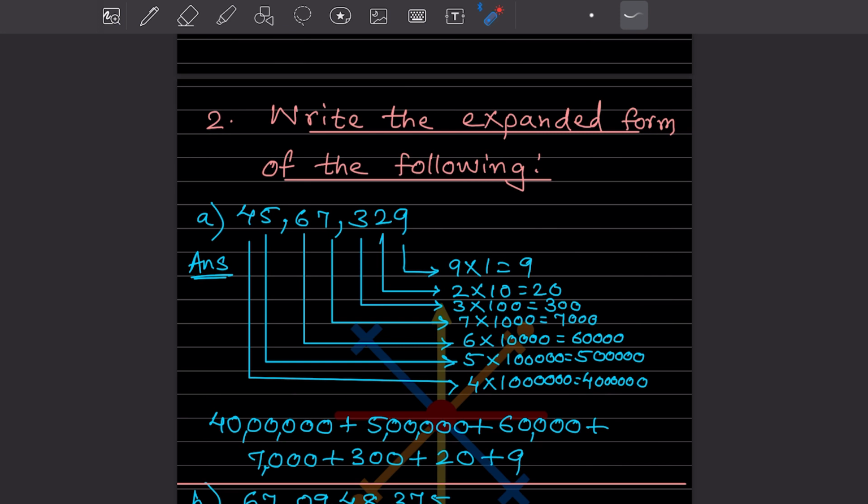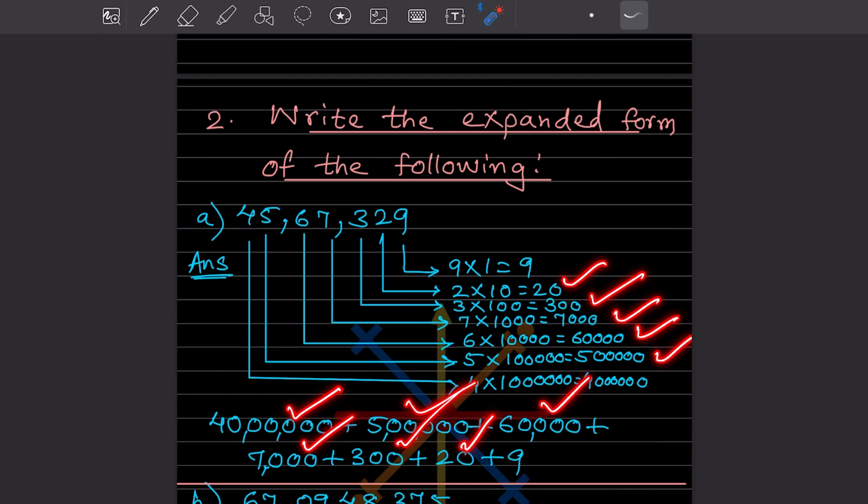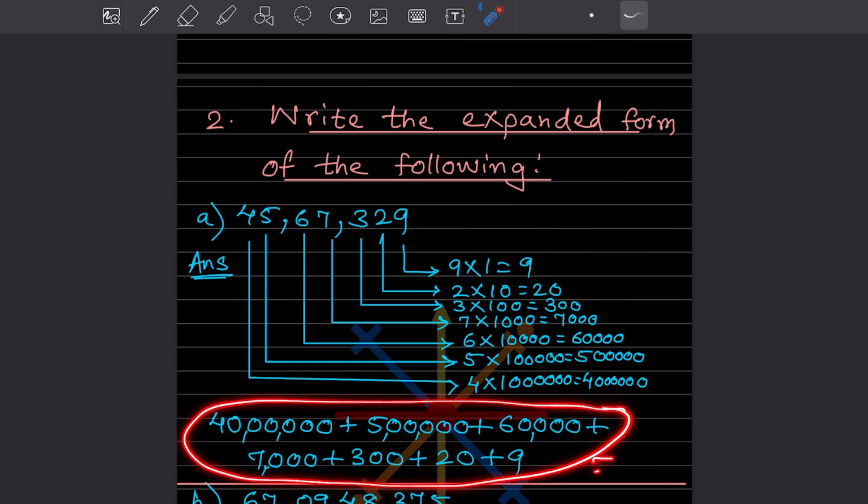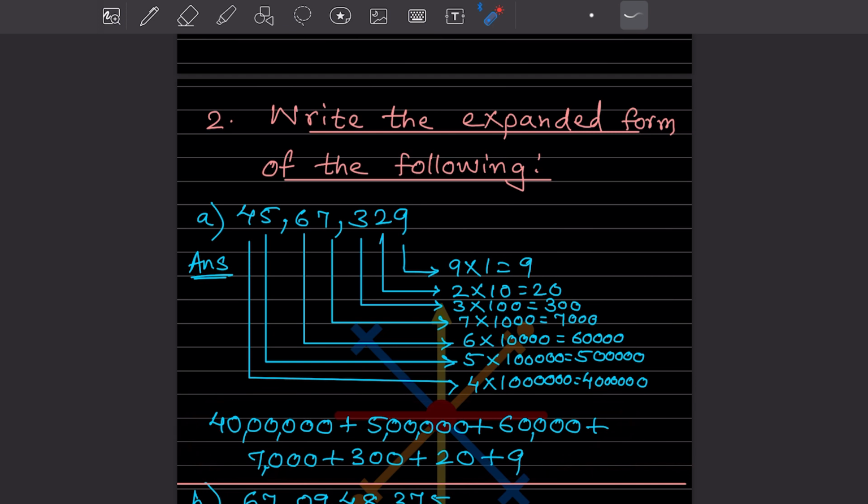So what are you going to do? Here you are going to go in the reverse order. You are going to put this number over here, this over here, this over here, and so on. They didn't ask you the final answer. They just said write the expanded form of the following. Sometimes they might ask you the final answer, so you are going to add all these things and write the final answer. Hope that is clear.